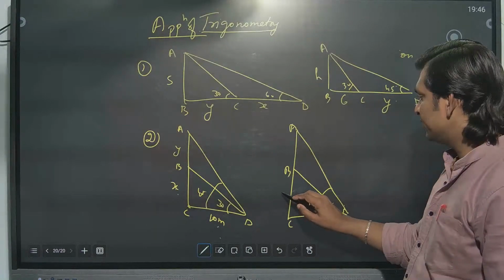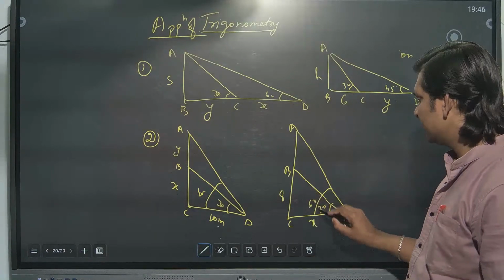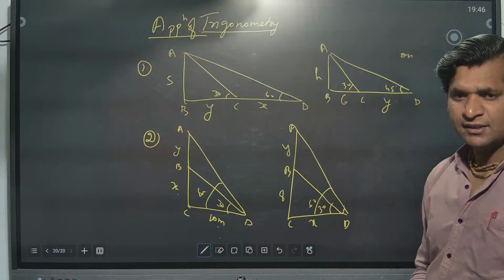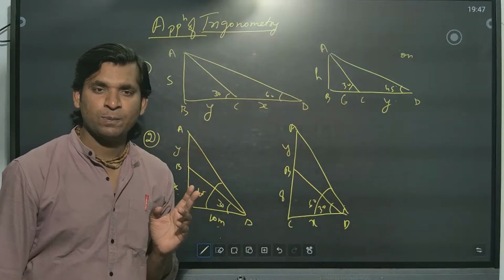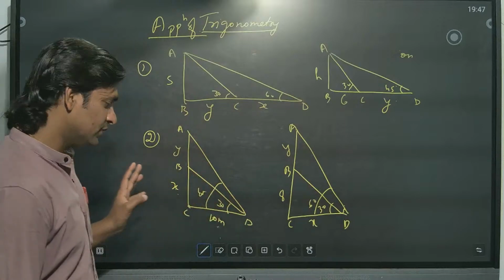So suppose they give this 8, this is x, this is y. Easily you can find two triangles, two tans, problem solved. This is a second type question.